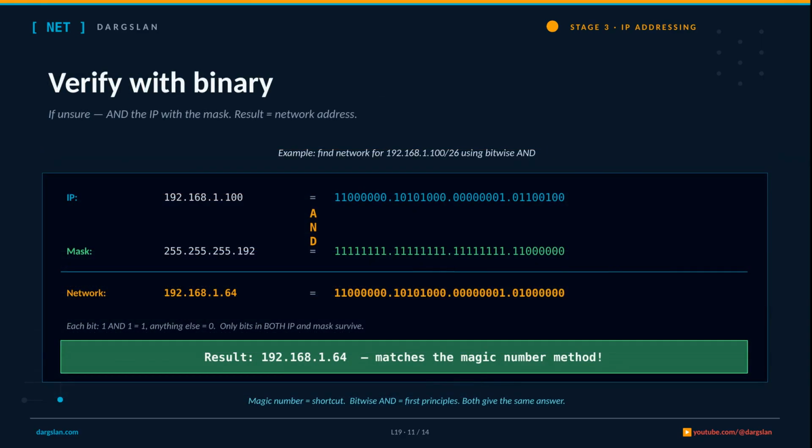And if you ever doubt the magic number shortcut, here's the proof underneath it. Take 192.168.1.100 with a /26 mask, write both in binary, and AND them bit by bit. A 1 survives only where both sides are 1. What drops out is 192.168.1.64, the exact same network address the shortcut gave us. The magic number is the speed. Bitwise AND is the truth, and they always agree.